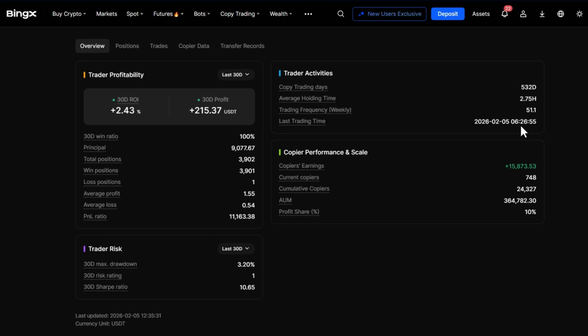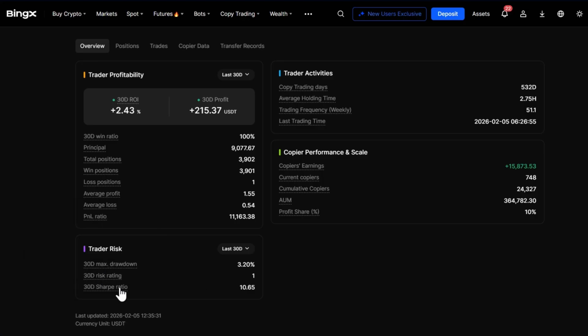Now, under trader risk, you'll see 3 critical metrics: Max Drawdown, risk rating, and Sharpe Ratio. Max Drawdown shows the biggest loss the trader has taken from their peak equity. Risk rating is BingX's overall assessment of the trader's risk level. The risk level 1 to 9 is rated according to the loss during the statistical period. The higher the number, the higher the risk. And this data is updated every 30 minutes.